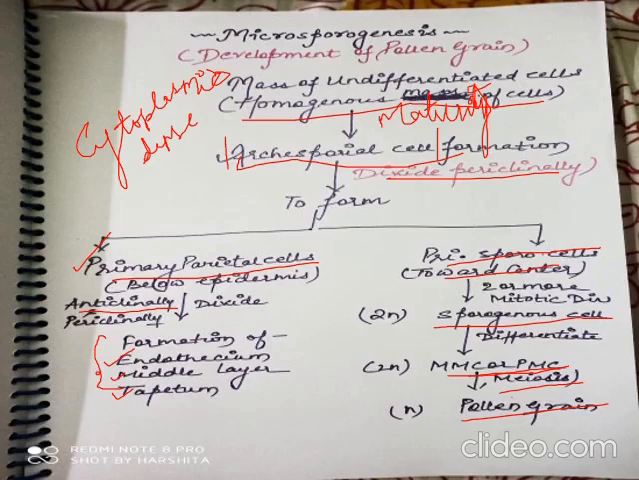So they will form microspore tetrads, and those microspore tetrads on maturity will form the pollen grain. So this was all about how the pollen grain formation takes place.